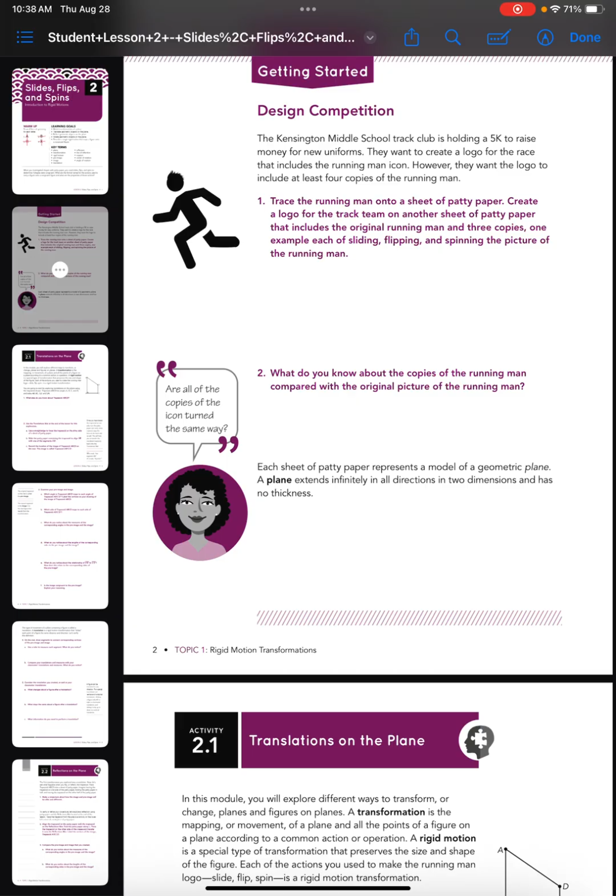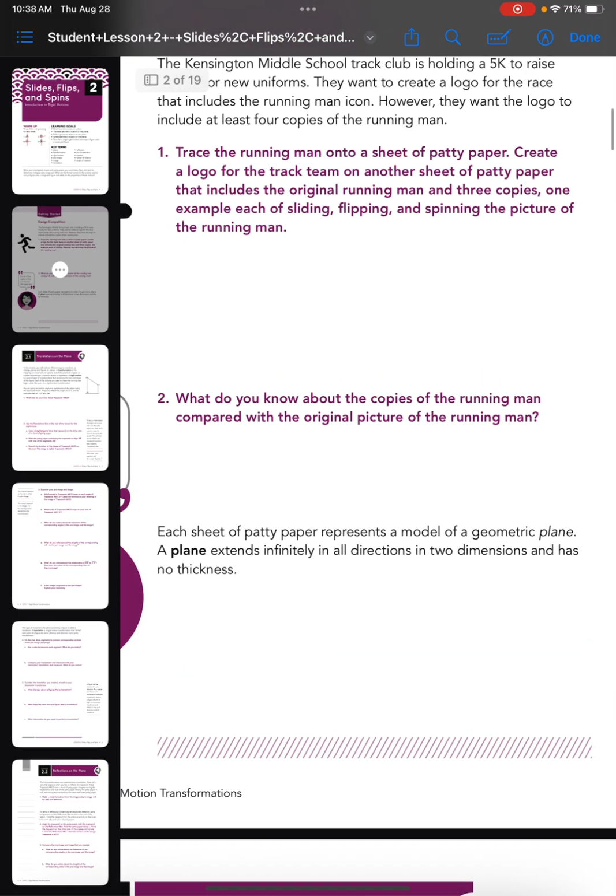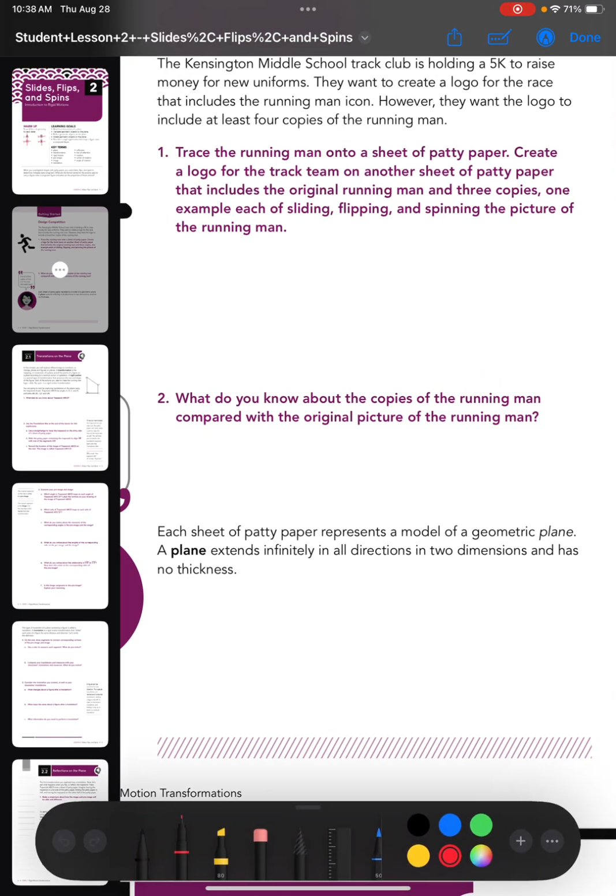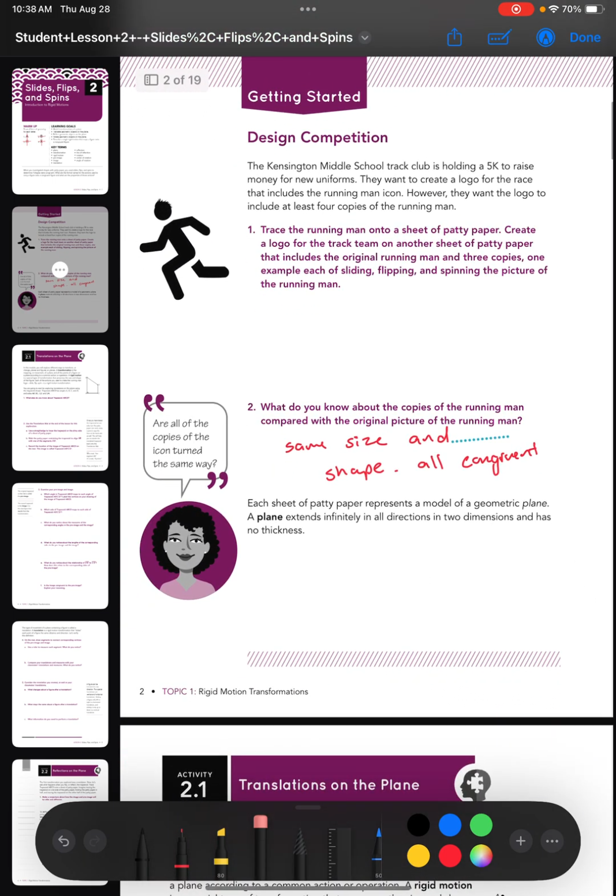Okay, so what would we notice about the copies of the Running Man? Like I just mentioned, each copy would have the same size and shape. They're all congruent. Remember from our last lesson, congruent just means they're equal in size and shape. That's not changing from one figure to another.